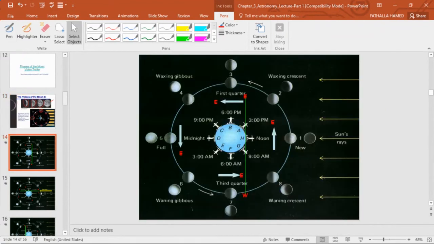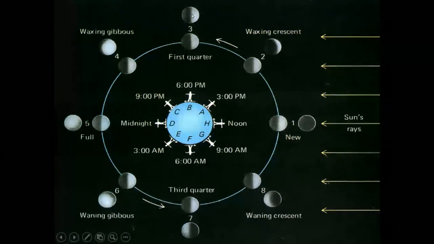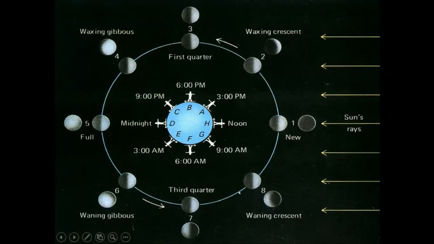So now, how do we decide on these times of the phases of the moon? What I want you to do now is look at a new moon. Opposite to the new moon, you have a full moon. In the middle between a new moon and a full moon, you have the first quarter. And then again, between the full moon and the new moon, you have the third quarter.